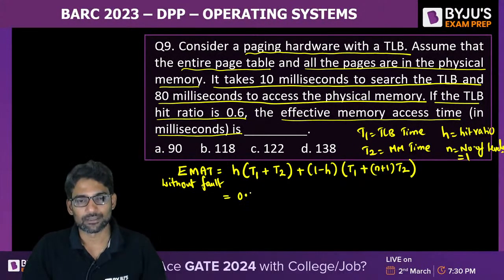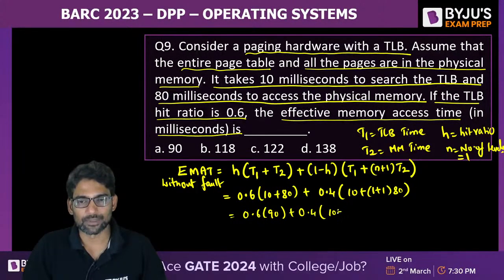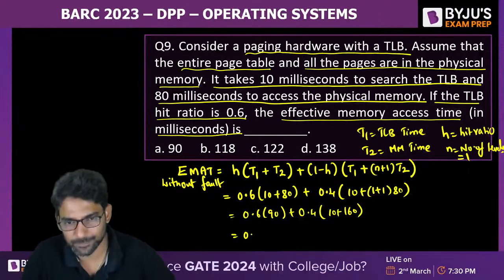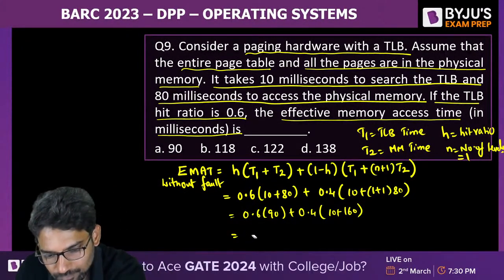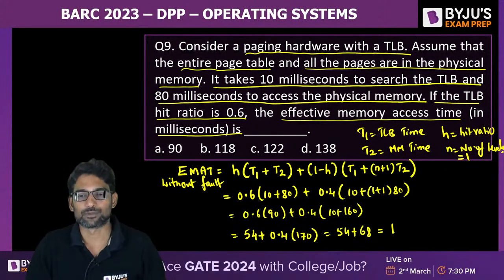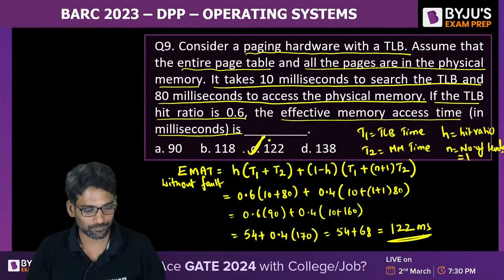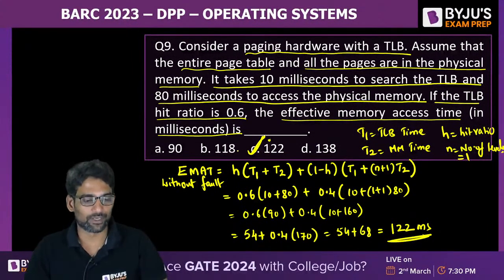So this would be 0.6 into (10 plus 80) plus 0.4 into (10 plus 1 into 80 plus 80). So this is 0.6 into 90 plus 0.4 into 170. 0.6 into 90, 6 nines are 54, plus 0.4 into 170, which is 68. 54 plus 68 is 122 milliseconds. 122 milliseconds, option C. Correct. Very good, guys.